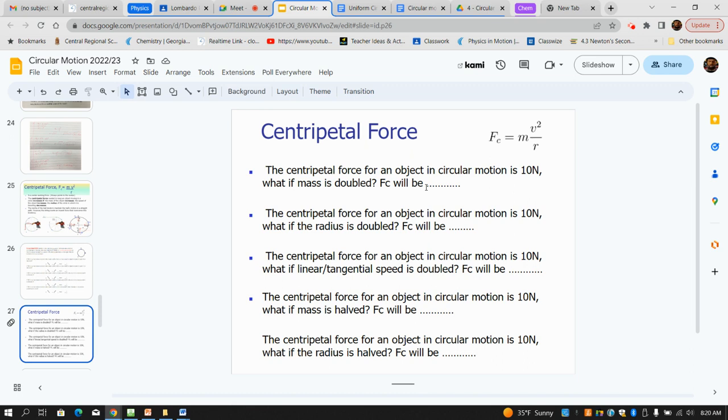All right, so this is how we're going to do this. The first one, m doubles. Second one, r doubles. Third one, v doubles. And fourth one, m to the 1/2. And the last one, centripetal force if the radius is halved.